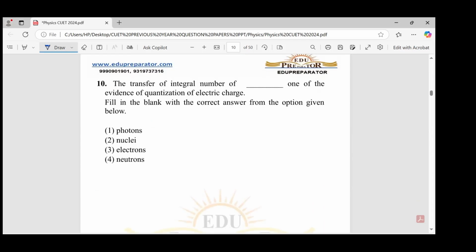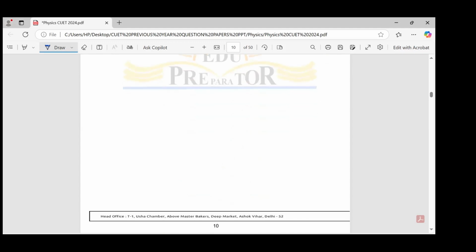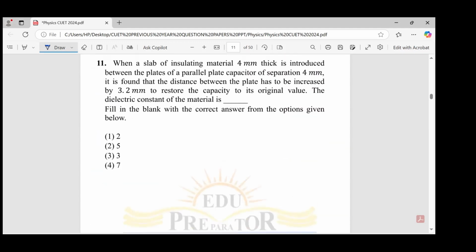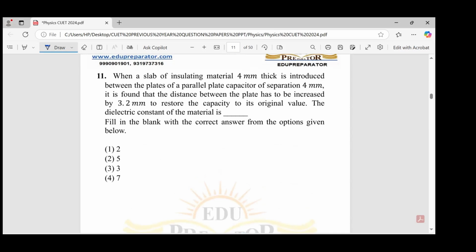Now this 10th question is from the first chapter. Whenever you move to the first class of electrostatics, we have the formula of quantization of charge. It is always the quantization of charge which involves the transfer of electrons. So it is the integral multiple of electrons which are transferred. Without looking left and right, you can simply tick this as the answer: the electrons are transferred. Now let us move to this question.